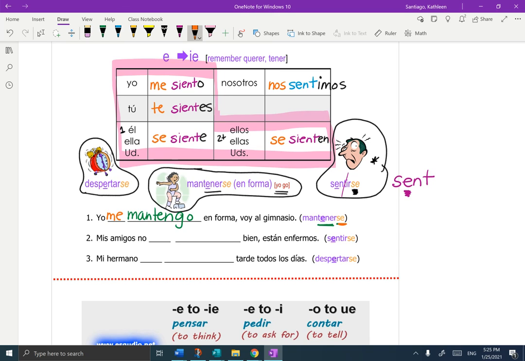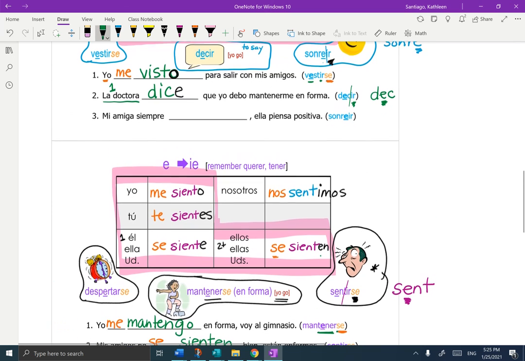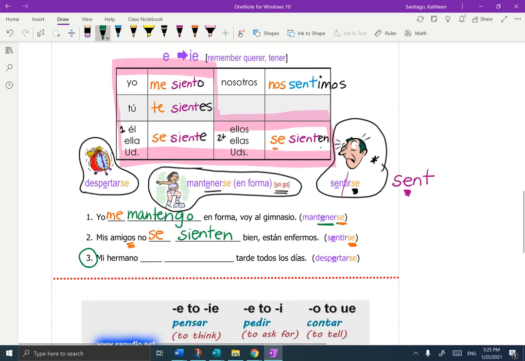Número 2. Mis amigos no blank blank bien. Están enfermos. Qué triste. Okay, let's do the se first. We're talking about amigos plural. Me, te, se, nos, se. So I'm going to take the se. Now I have to conjugate sentir to match amigos. Chop, change, add. Okay, sient. Multiple friends. Here it is here on the chart. Sienten. And again, the number 3s are for you to do on your own. Chop, change, add. Watch your endings. Number 3 in each section are for you to do on your own.